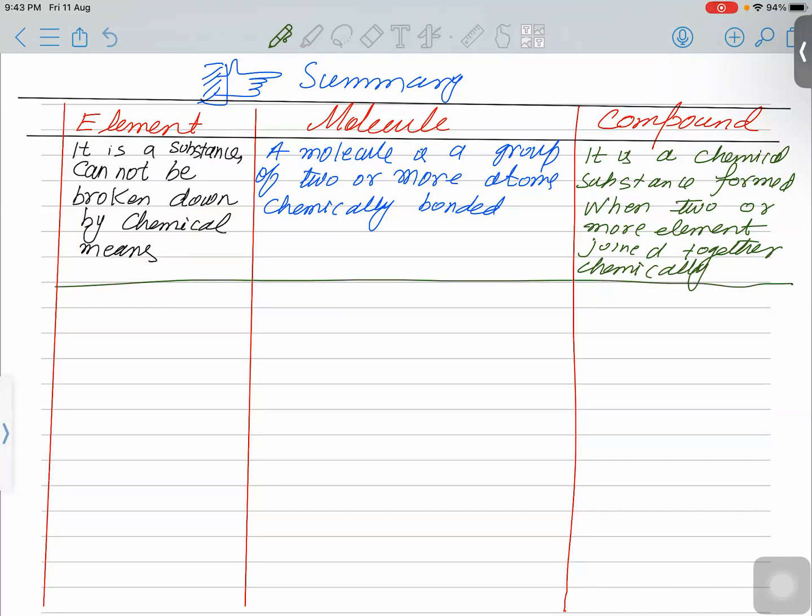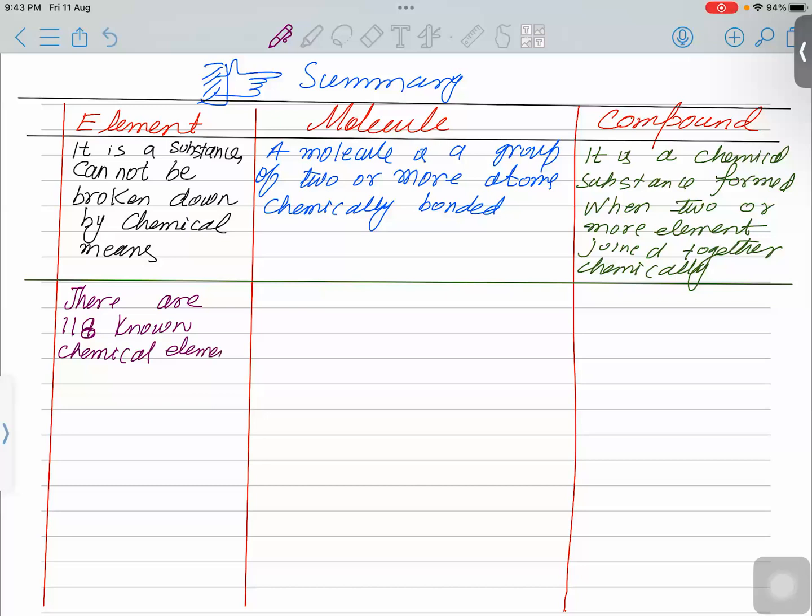Tell me another difference. Elements can exist as atoms or molecules. Now, can you tell me how many elements there are? Can you tell me by Googling? Through Google, 119. Okay, wait, I'll Google. There are 118 known chemical elements.